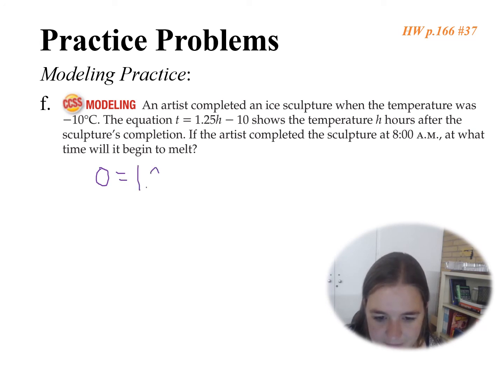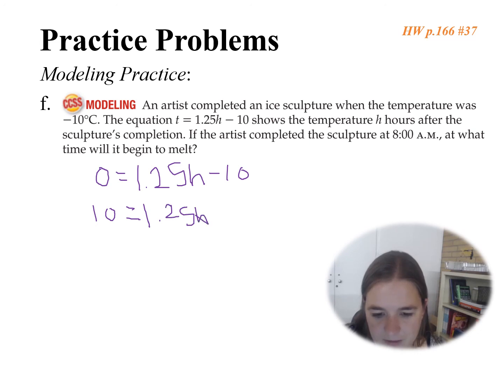And I find 0 equals 1.25 times some number of hours, and it started at that -10 degrees. Well, the next thing I'm going to do now, I just have to solve for the number of hours. I add 10 to both sides, and I get 10 equals 1.25 hours. Divide both sides by 1.25, and I find out that I get 8 hours.